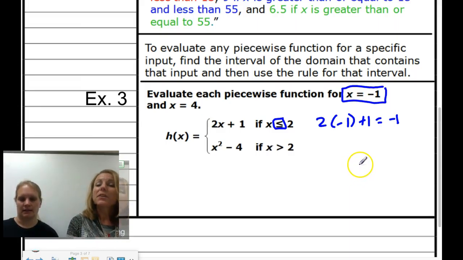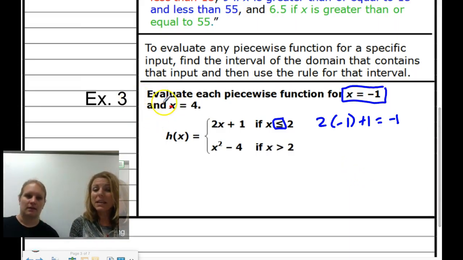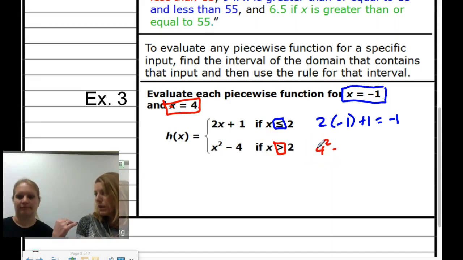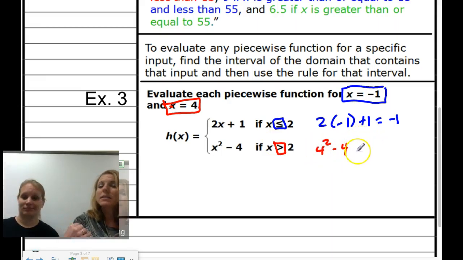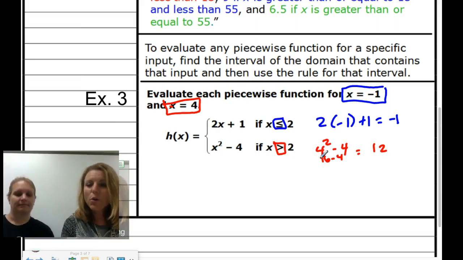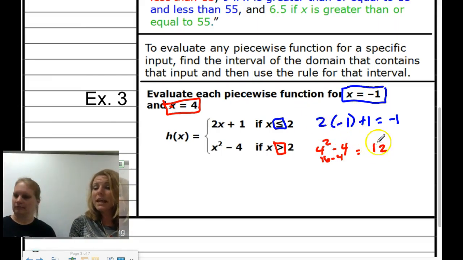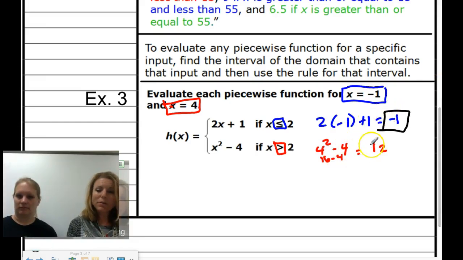Now x equals 4, see? The 4 has to go in the bottom one because it's greater than 2. Remember, my piece of cake versus Miss Boyd's, they're different sizes. Same thing here, these are different functions based on your x value. So we got 16 minus 4, which is 12. So our 2 answers we'll circle, or box, are -1 and 12. Great.